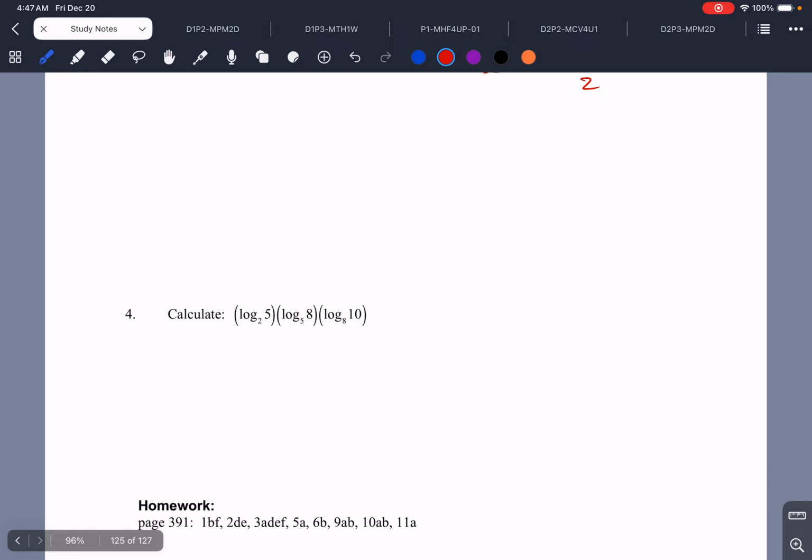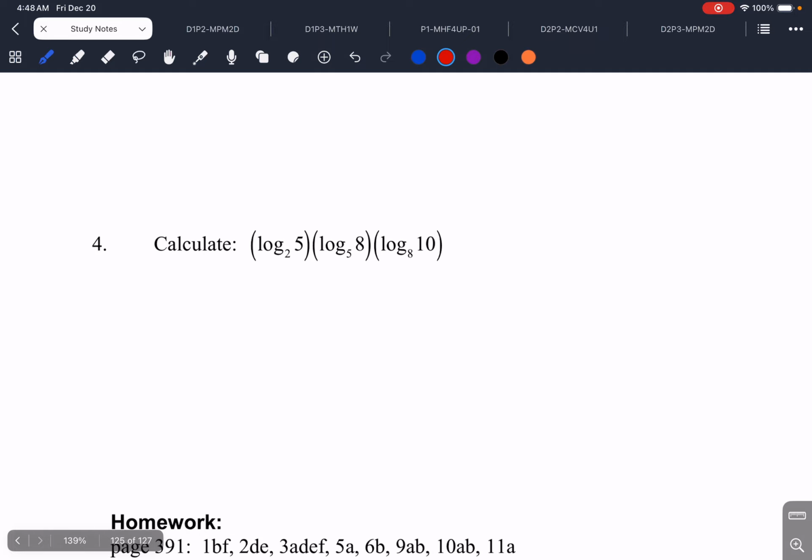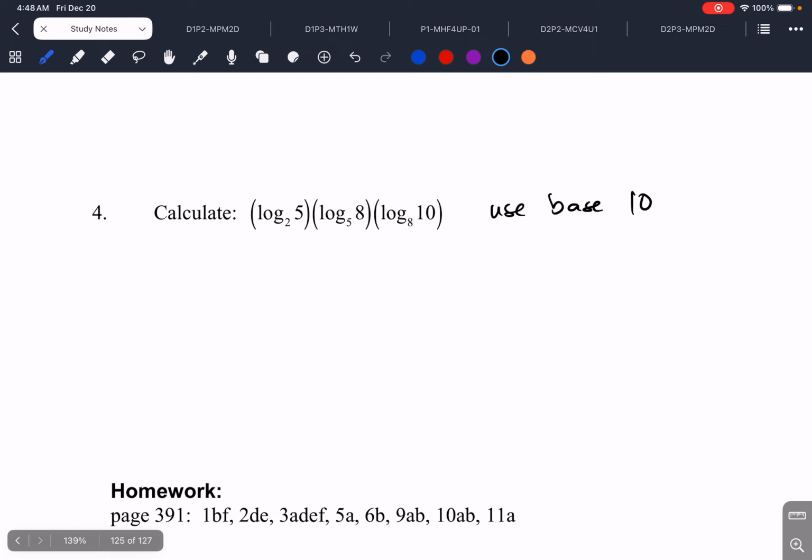I'll do number 4 here with you. So this is a change of base formula application. So calculate log base 2 of 5, log base 5 of 8, and log base 8 of 10. So you have 3 different bases. So just apply a change of base formula. Okay, maybe you can say let's use base 10 perhaps, right? Because we're going to calculate this on a calculator. Now if you have a calculator that can do a different base, then great, you can verify your answer, but show that you can use a change of base formula if this was a test question.